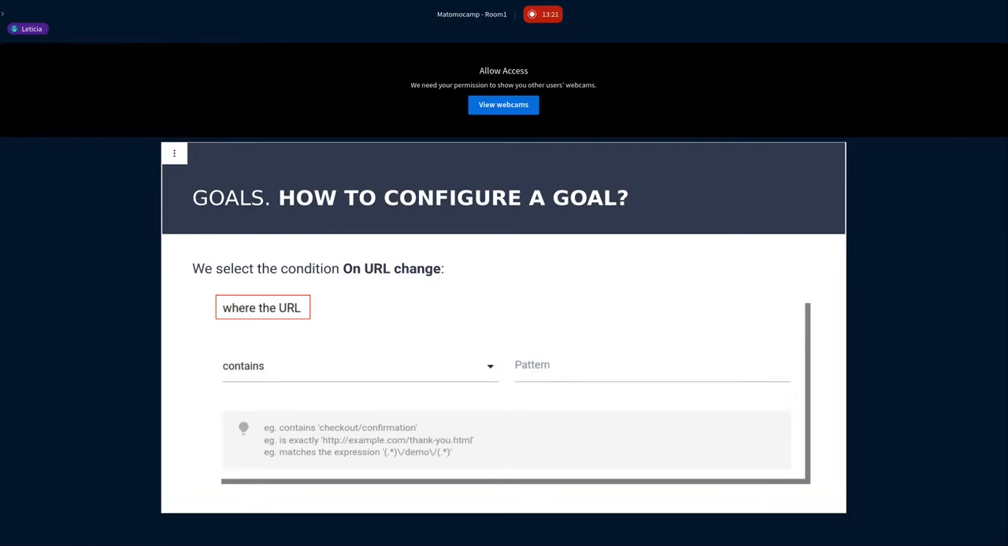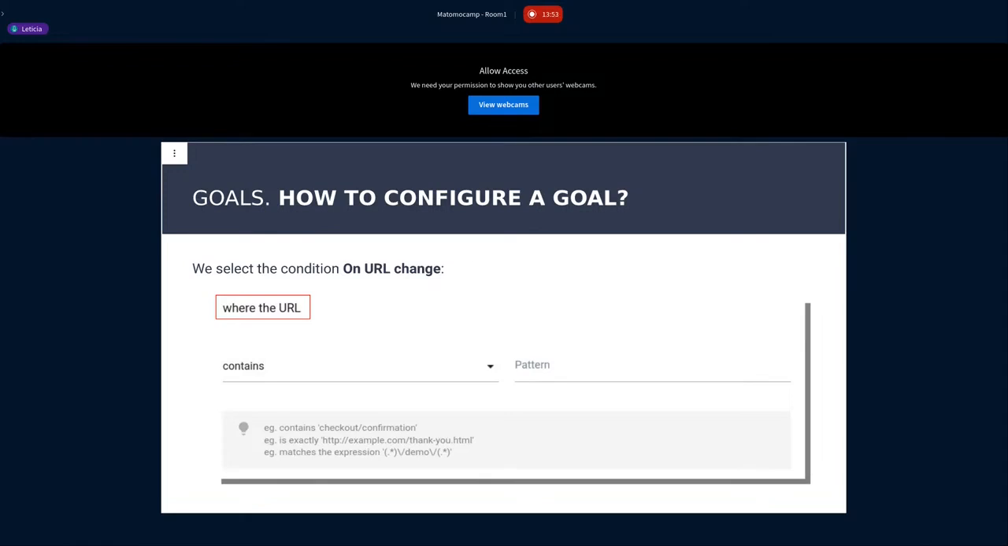So here we have how we choose the rule for page change. It makes sense to use this configuration when the browser goes to a different location as part of the submit process. For example, if the page goes to a thank you or confirmation page after sending a survey or after sending a contact form. At this point, we can select how the page is detected.